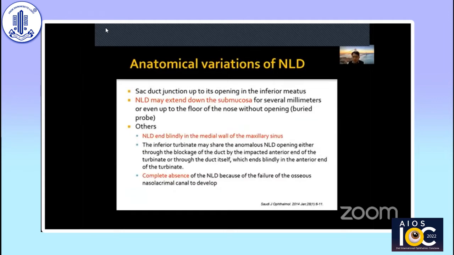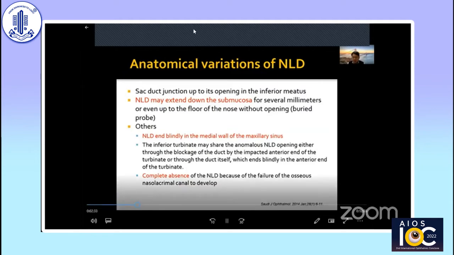Secondly, we should bear in mind that anatomical variation does exist. Typically, the sac duct junction opens at the inferior meatus. But nevertheless, there are some anatomical variations. The nasolacrimal duct may extend down the submucosa for several millimeters or end up in other areas of the nasal cavity. It may also end blindly in the medial wall of the maxillary sinus, or in some cases, there could be complete absence of the nasolacrimal duct because the osseous nasolacrimal canal did not develop. If you are not doing a nasal endoscopy, all these things will not be picked up.